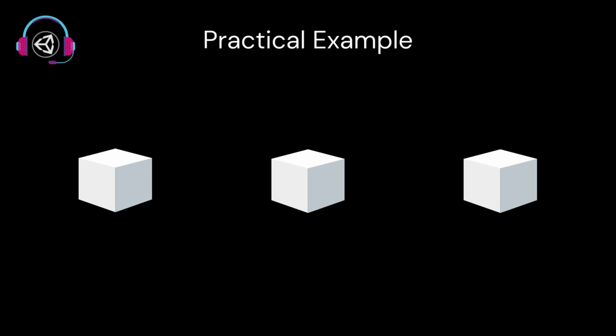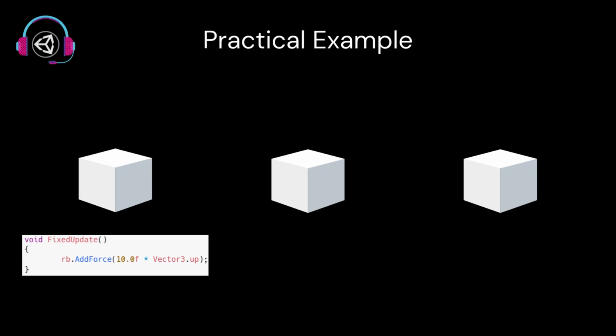On the left, we have a cube using the fixed update method. Here's the script. As you can see, we're applying an upward force to the rigid body inside the fixed update method. Since fixed update is called at a fixed interval, by default, 50 times per second, the movement of the cube is consistent and steady, regardless of the frame rate.